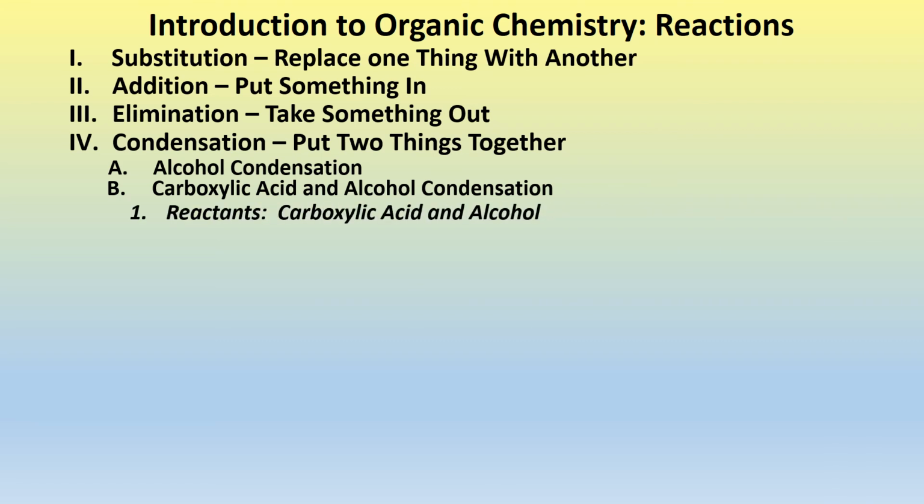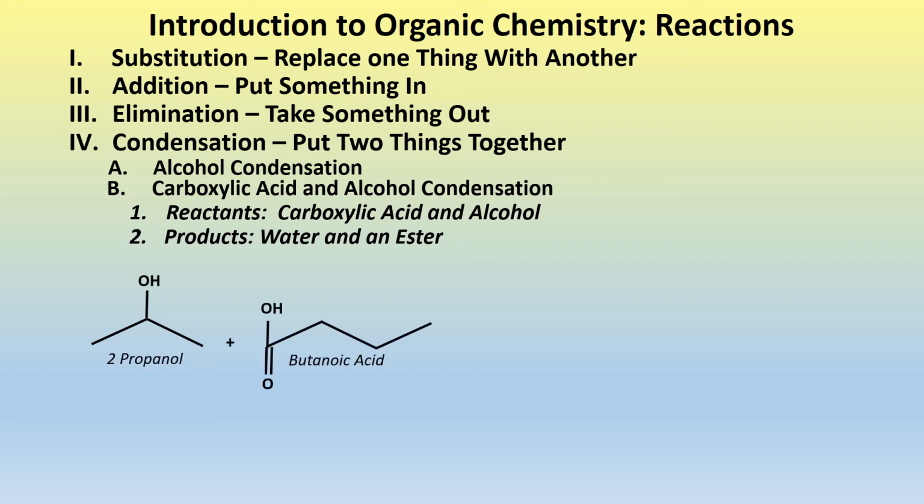In this case, as mentioned, your reactants are a carboxylic acid and an alcohol, and your products are again water and another new compound called an ester. So in this case, if we react 2-propanol with butanoic acid, the product will be water and the compound shown, which is called an ester.